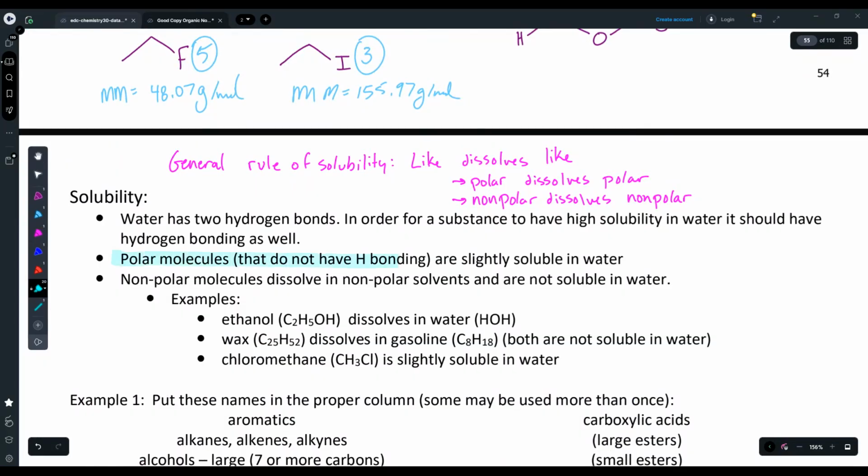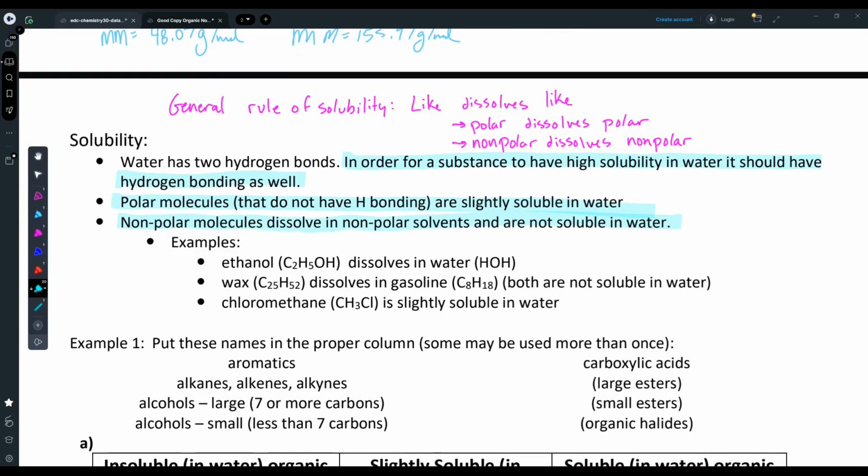Alright, so polar molecules that don't have hydrogen bonding happening are only slightly soluble in water. Nonpolar molecules dissolve nonpolar solvents and are not soluble in water. Actually, I'm going to highlight this too. Okay, so some examples. Ethanol. It dissolves in water quite well because A, ethanol is polar, and B, it can do hydrogen bonding, so that's why it dissolves quite well in water, because water also is polar and also can do hydrogen bonding. Okay, wax, that can dissolve quite easily in gasoline because both substances are non-polar.